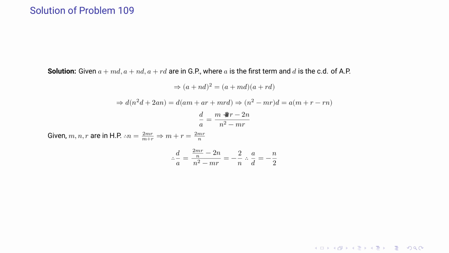So we solve this to obtain d by a is equal to m plus r minus 2n by n square minus mr. Now we know that m, n, r are in HP, so we can write that the middle term is equal to twice the product of the extremes over the sum of the extremes. That is, m plus r will become 2mr by n. Now we substitute this value of m plus r in this, and then we obtain a by d is equal to minus n by 2 by simplification.